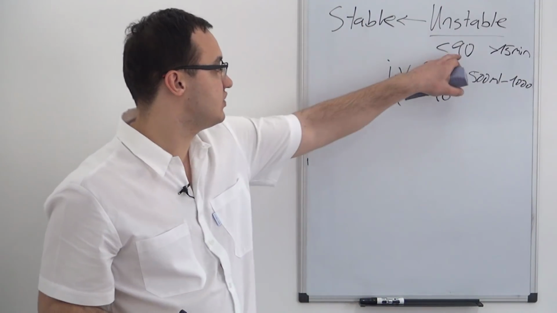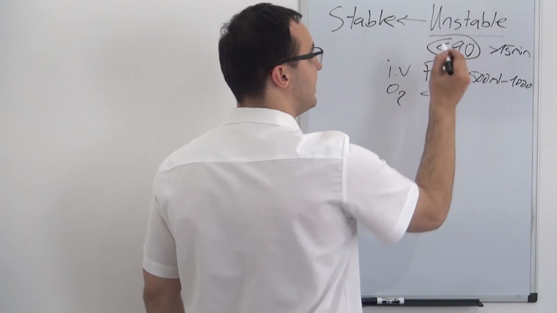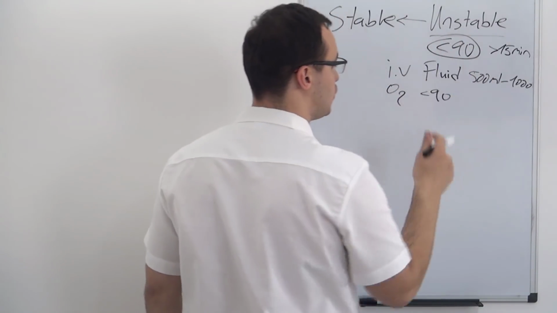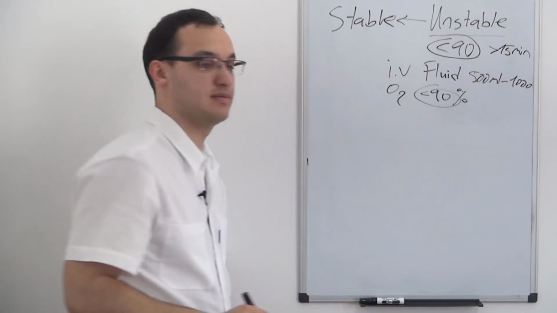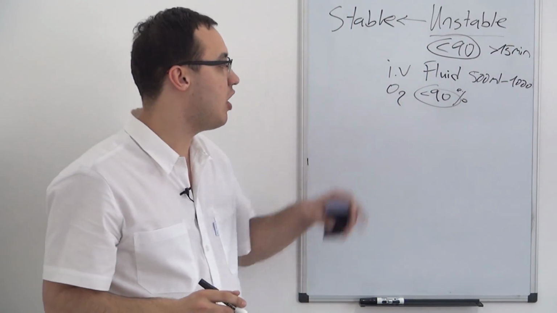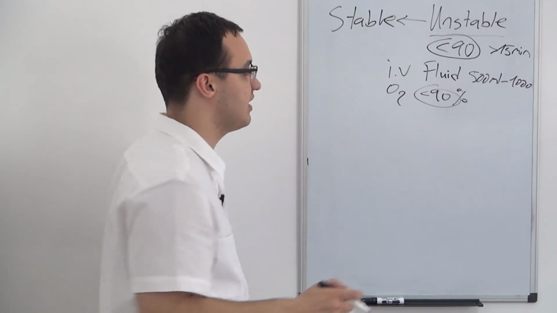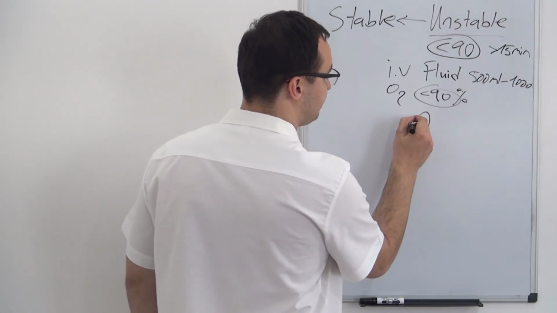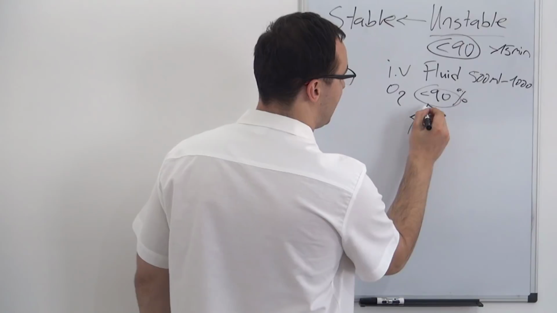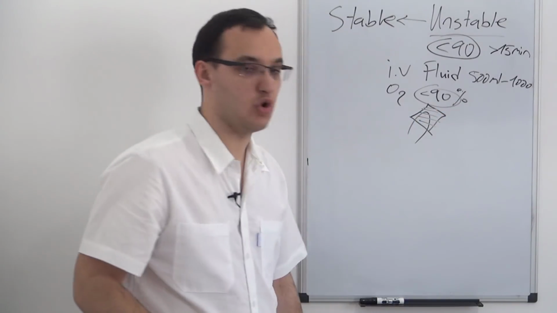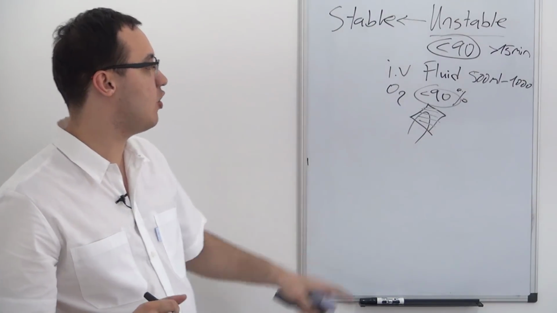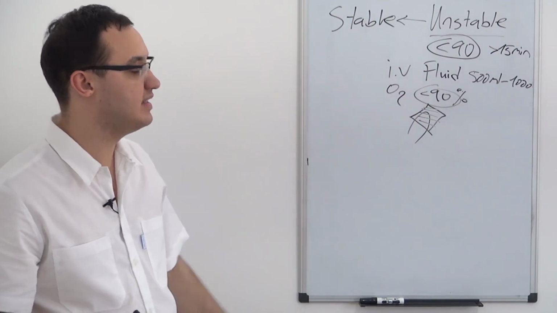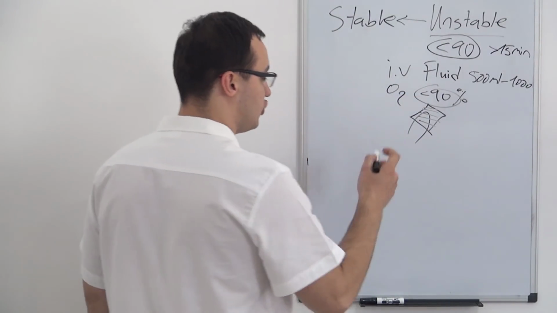So two values, as you can see: less than 90 systolic blood pressure, and less than 90% oxygen in the blood. How do I know how much oxygen the patient has in the blood? I just look at the finger with a device which is called a pulse oximeter. I put a pulse oximeter on the finger and check the oxygen level, and if it's less than 90, then I start to add oxygen to this patient.